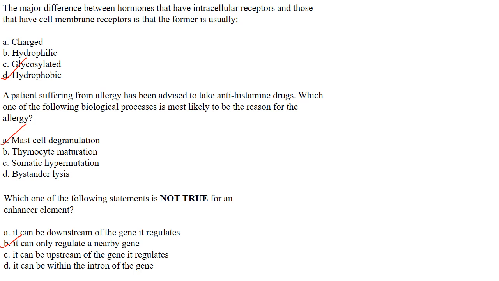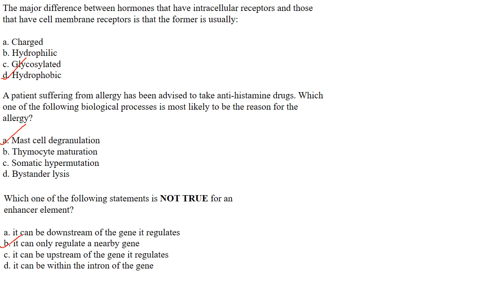Then, a patient suffering from allergy has been advised to take antihistamine drugs. Which one of the following biological processes is most likely to be the reason for allergy? So mast cell degranulation, and it occurs in response to allergic reaction and histamines are released. So answer is option A.